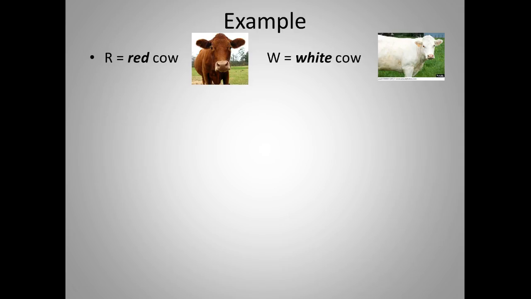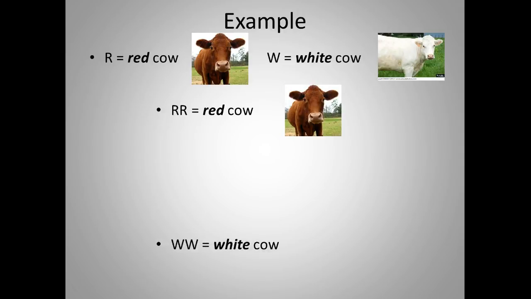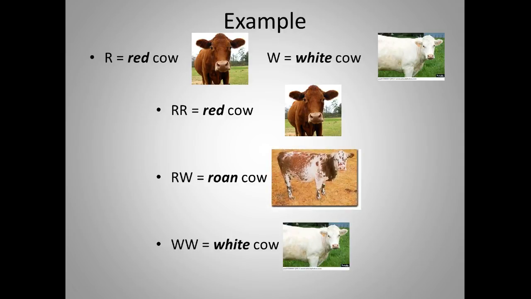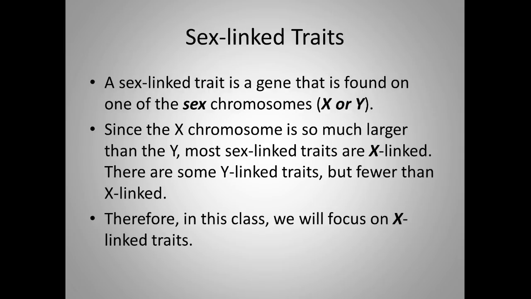You'll see how this works with this example in cows. We'll let big R symbolize a red color in cows, big W a white color in cows. So a big R would be a red cow, as you see on the left at the top. Big W would be the white cow, as you see on the right at the top. But now a heterozygous individual, big R, big W, would be something called roan. And notice this is a cow that has both red hair and white hair. It's not a blend of the two that's an intermediate color. It's actually both colors being expressed simultaneously. So that's the difference.